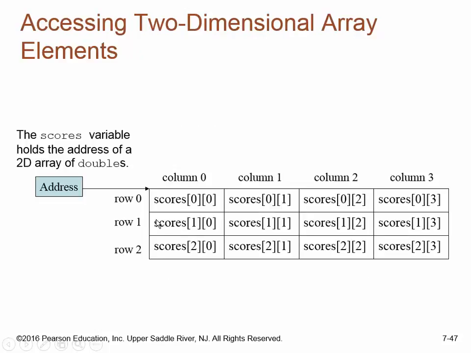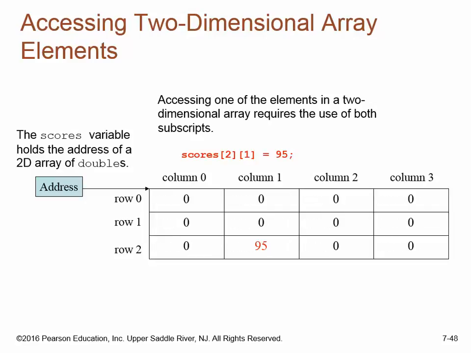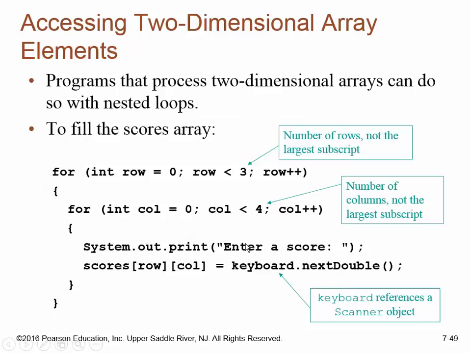Anything that we've talked about as far as summing and getting averages, etc., that you did for one-dimensional arrays, you can do for arrays of any dimension. So notice how this is. Again, we go down row 0, row 1, row 2, column 0, column 1. So this is scores row 2, column 1 equals 95.